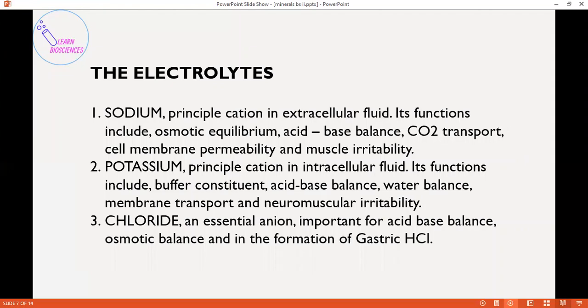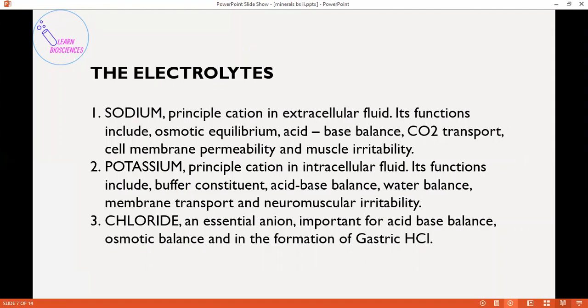Whenever 3 sodium get out of the cell, 2 potassium molecules get into the cell. Sodium is the principal cation in extracellular fluid. Its functions include osmotic equilibrium, which I have told you about, that the 3 sodium and 2 potassium maintain, acid-base balance, carbon dioxide transport, cell membrane permeability, and muscle irritability.